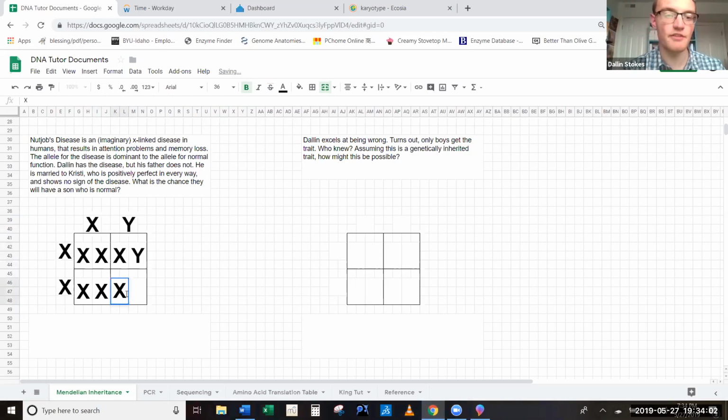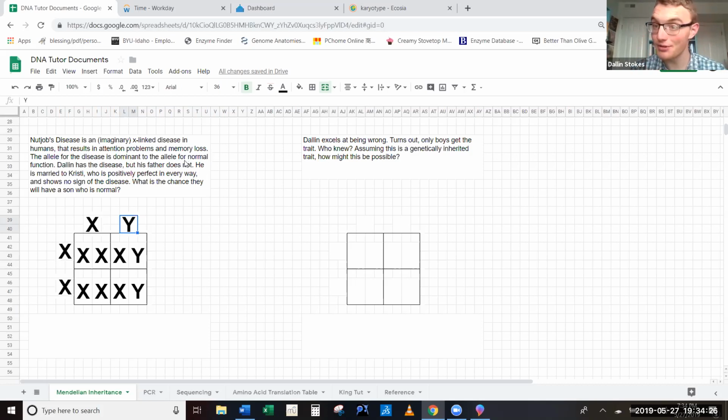50% chance for girls, 50% chance for boys. Okay. Now let's actually read the question in deeper here. It's X-linked, which means, again, it is going to be on the X chromosome, not the Y. And it results in attention problems. Skip over that. The allele for the disease is dominant to the allele for normal function.